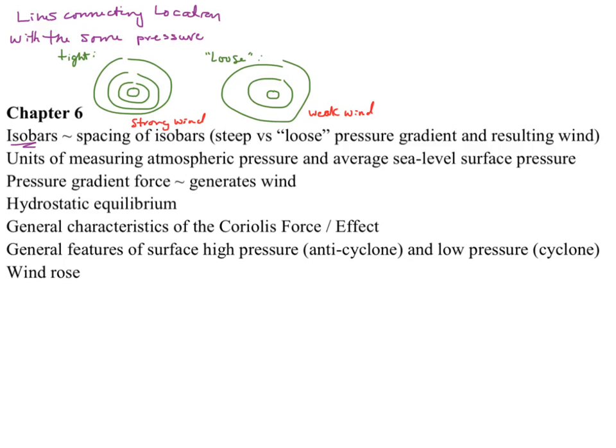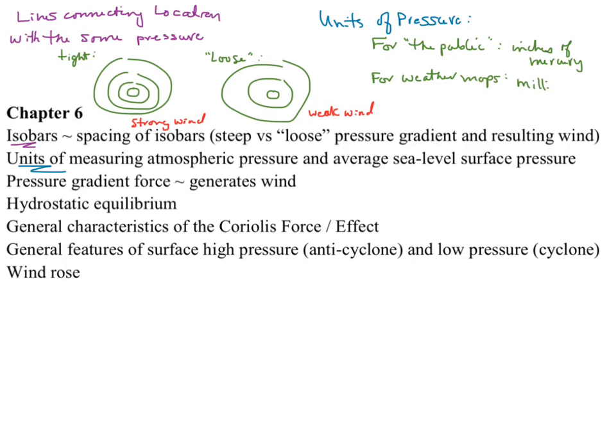And so when you see the tight isobars, think strong wind, and when we see those loose isobars, think weak wind. Those tight isobars, we call a strong, or steep, pressure gradient, versus a loose pressure gradient. We've talked a lot about pressure in this unit because a difference in pressure creates wind. That's coming up here in a minute.